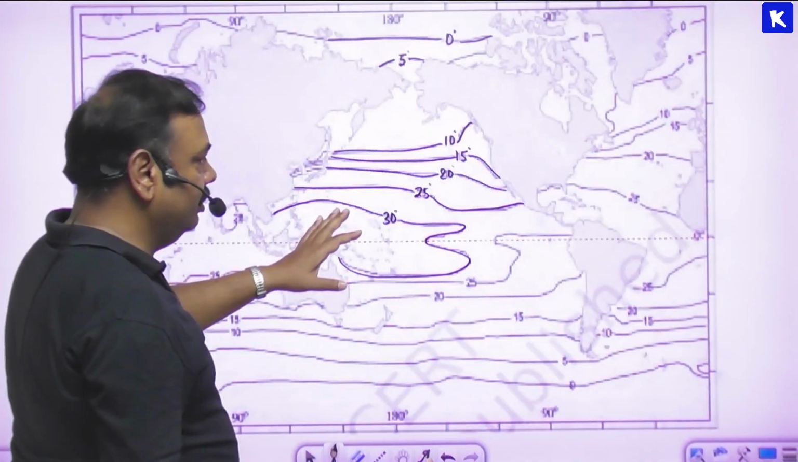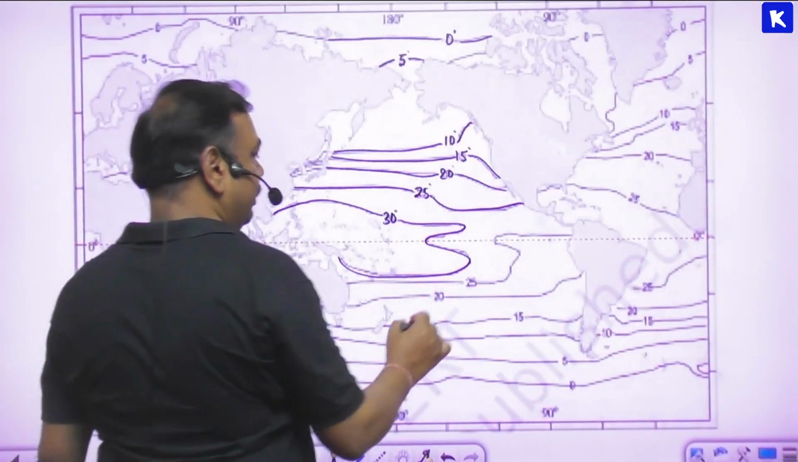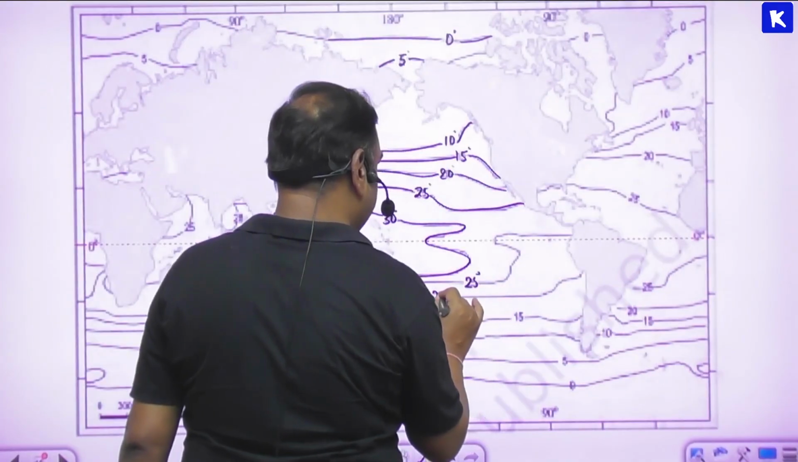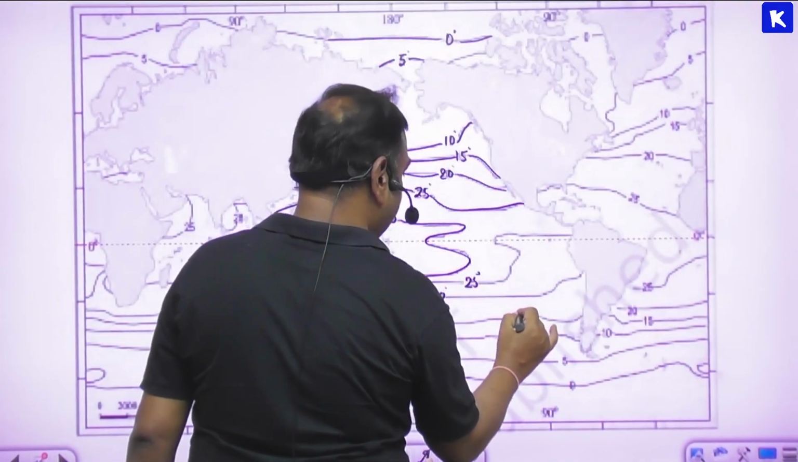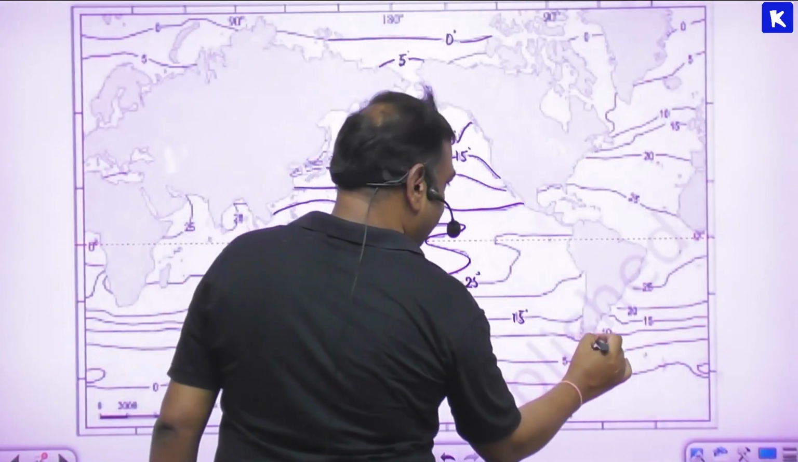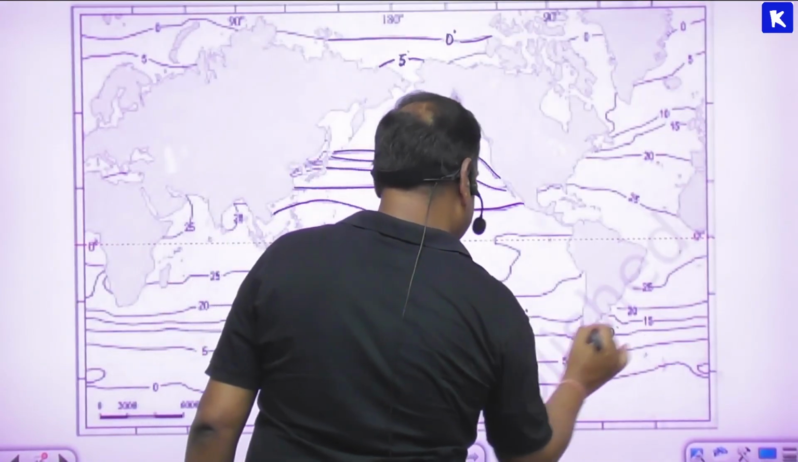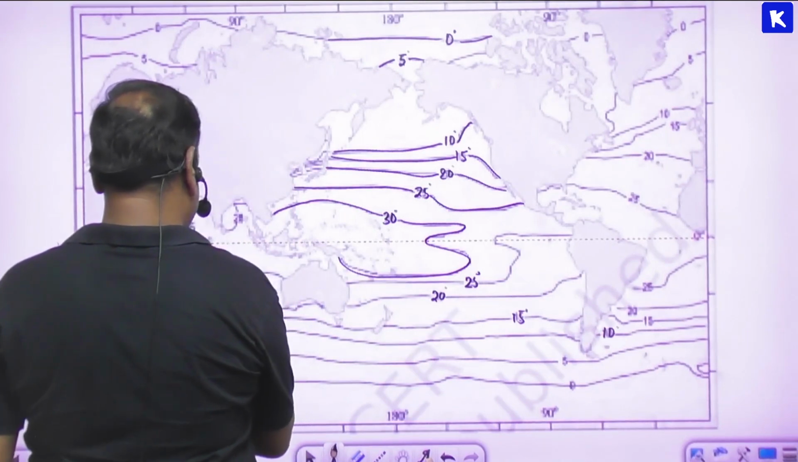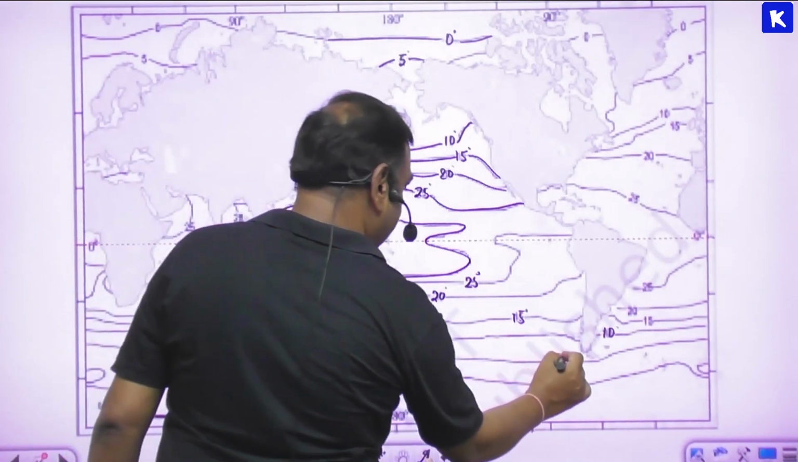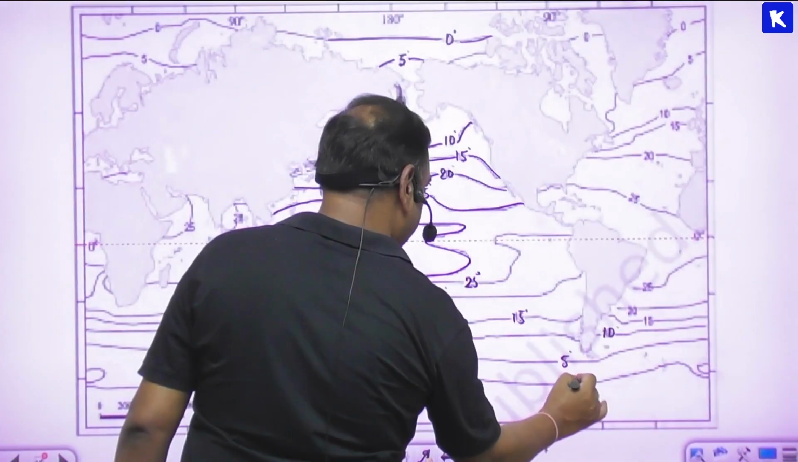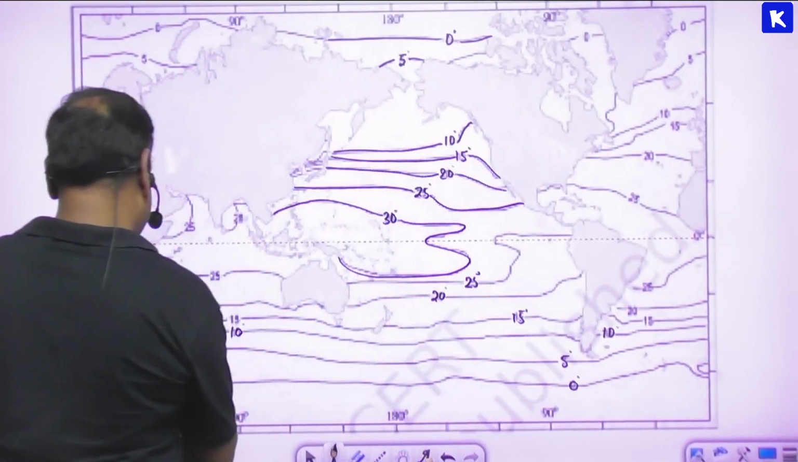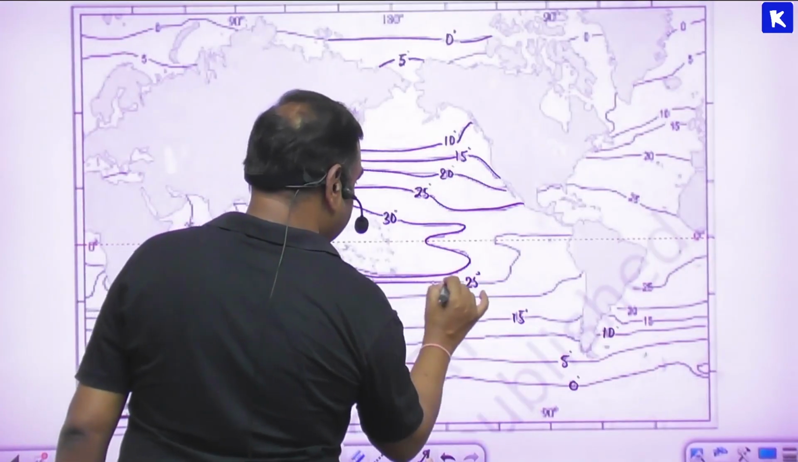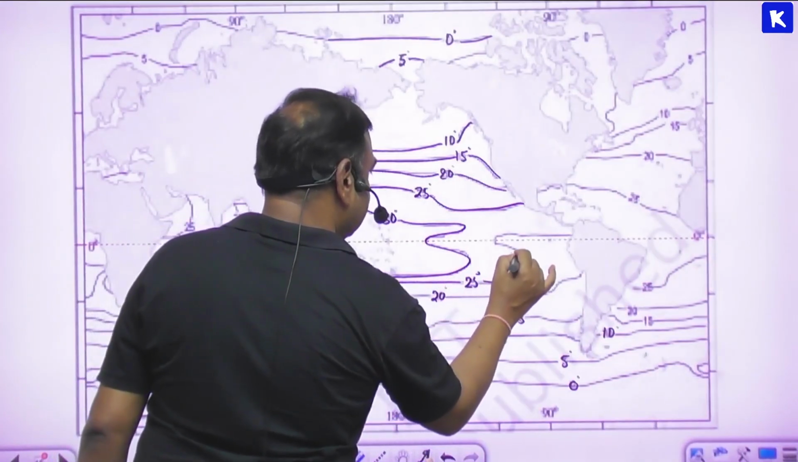For the southern hemisphere, you can observe the same thing, the decreasing trend. It is again 25 degrees Celsius, then 20 degrees Celsius, then 15, then 10 degrees Celsius, then 5 degrees Celsius is written here, and then 0 degrees Celsius. And the isotherms are drawn like this.